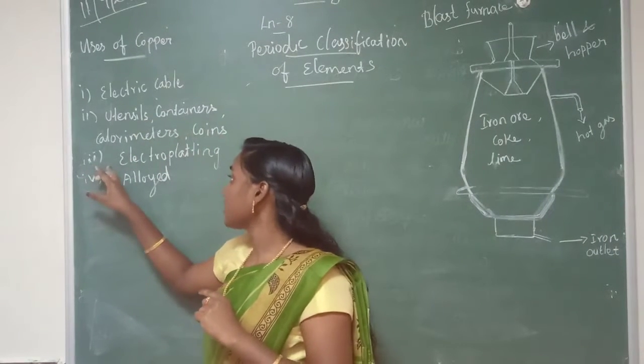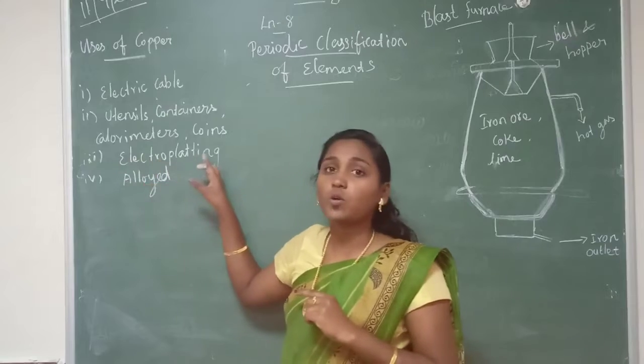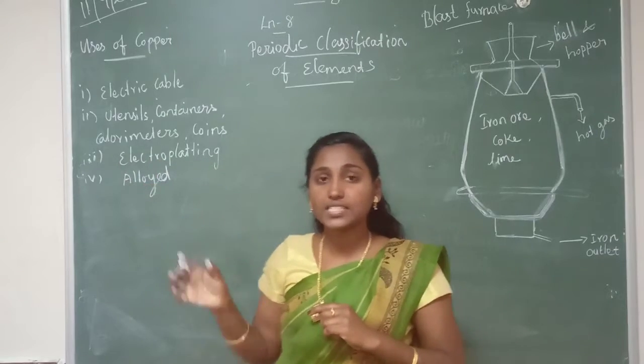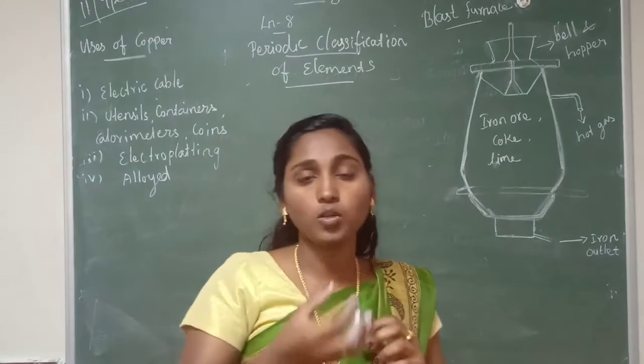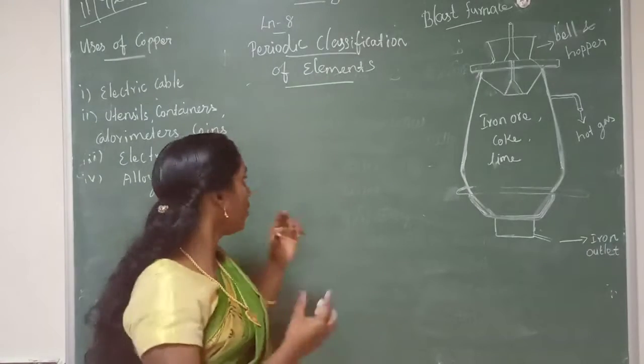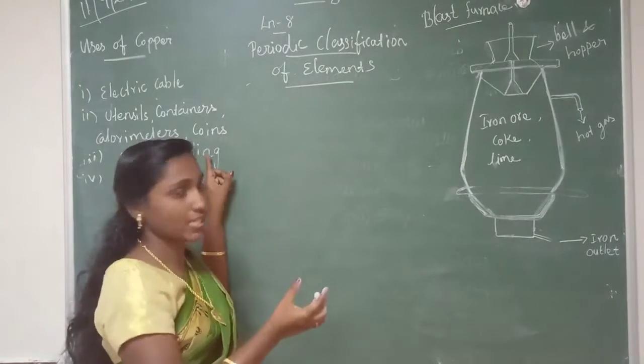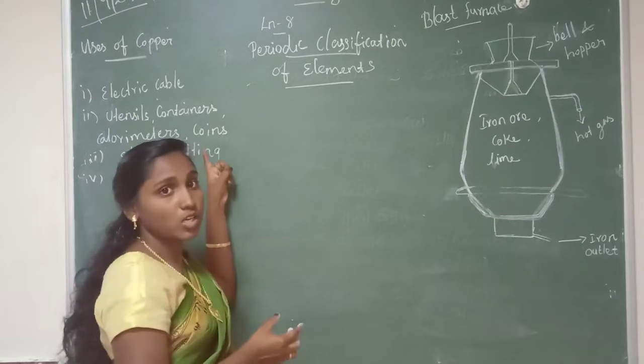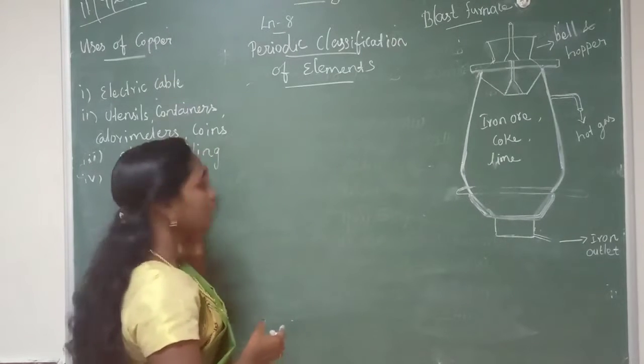The third use, it is used in electroplating. Electroplating is a process to coat one metal over another metal. So in electroplating also, copper is used.